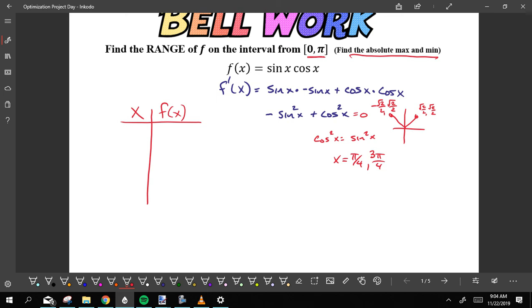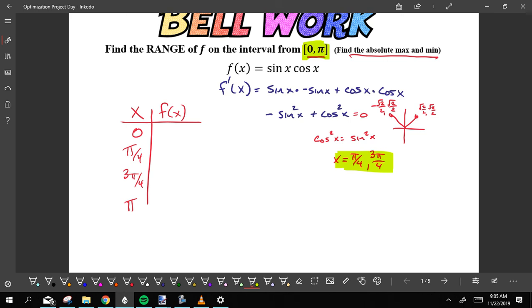What x values do I need to test to see if they are maximums or minimums? 0, pi over 4, 3 pi over 4, and pi. End points and critical points. The end points of 0 and pi, the critical points of pi over 4 and 3 pi over 4. What equation am I plugging those back into? The original, the sine x cosine x equation.